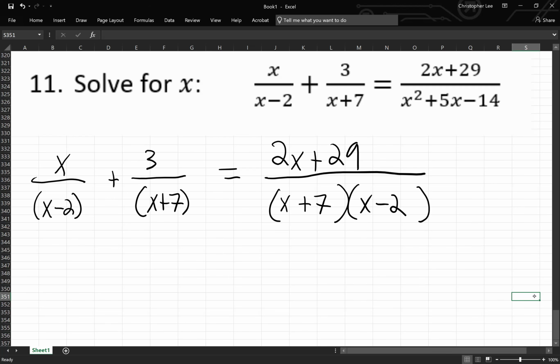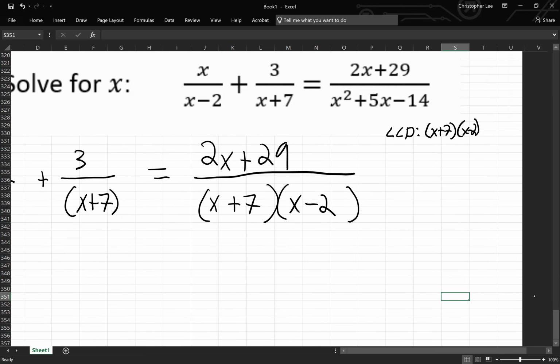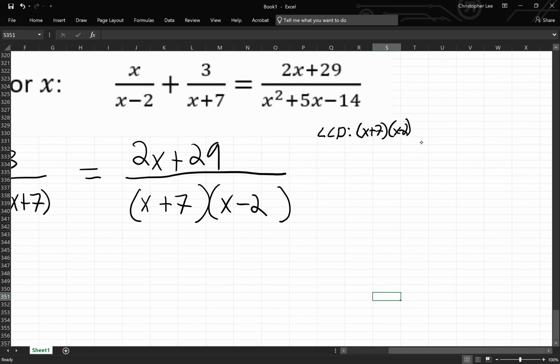What do I do after this, though? I forgot. All right, so what's my LCD? X plus 7, X minus 2, right? So remember what we want to do with these. We want to set these equal to 0. We want to find these values of X, right? So I have X plus 7 equals 0, X minus 2 equals 0.